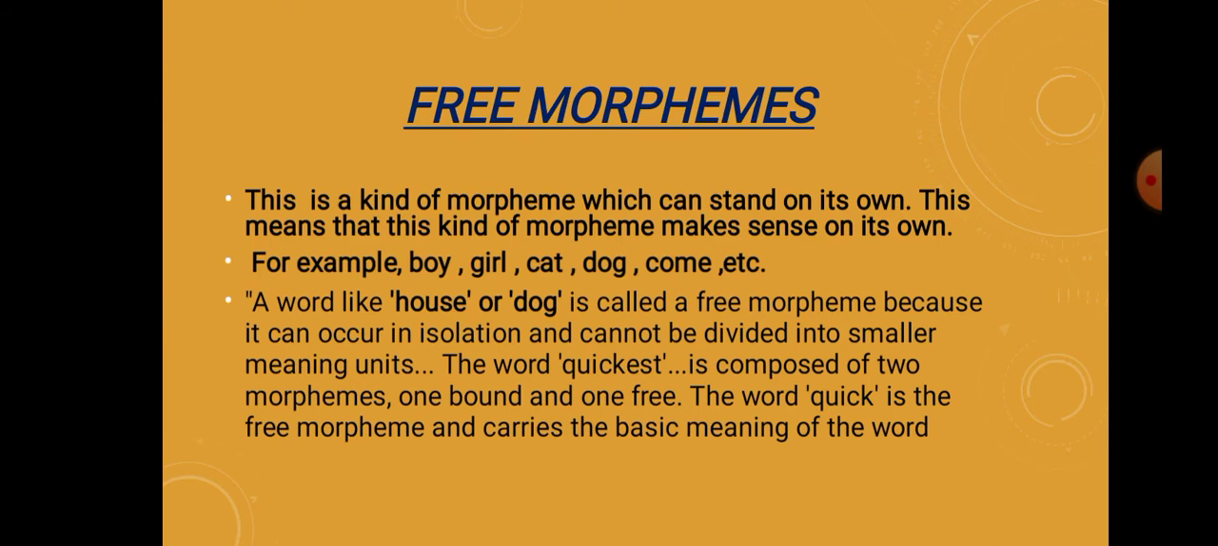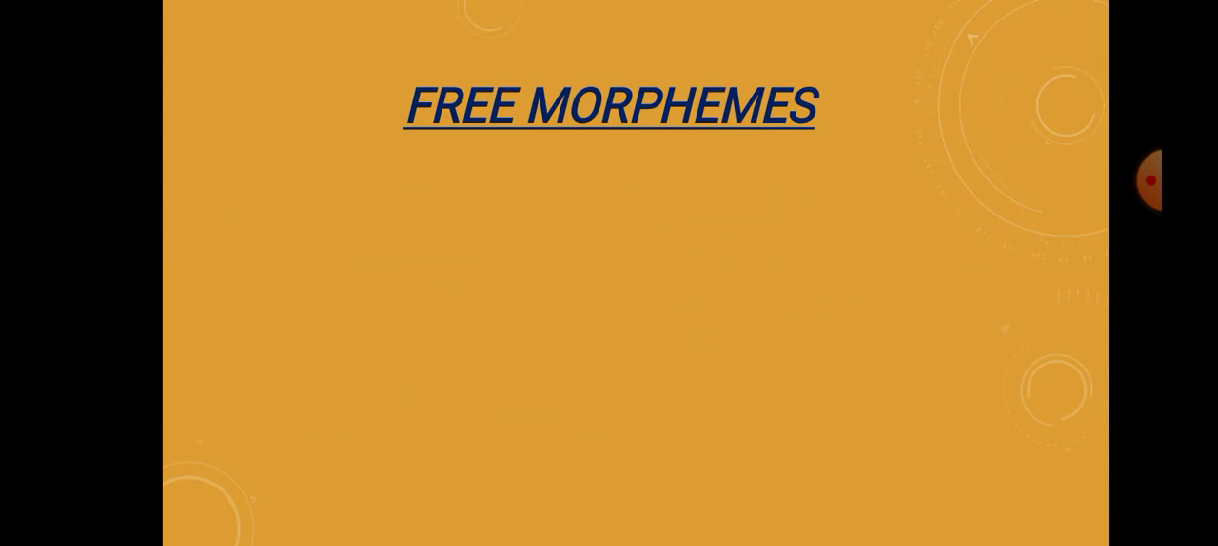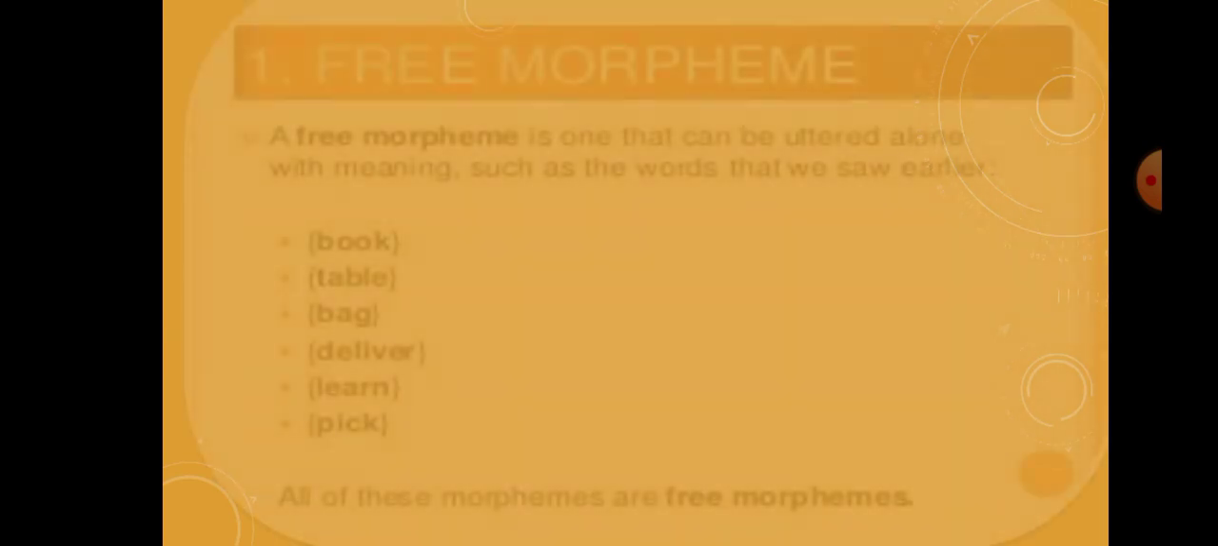The word quickest is composed of two morphemes, one bound and one free morpheme. The word quick is the free morpheme and carries the basic meaning of the word. We'll get to know what a bound morpheme is as we proceed. Now, let's look at the other aspects of free morphemes.